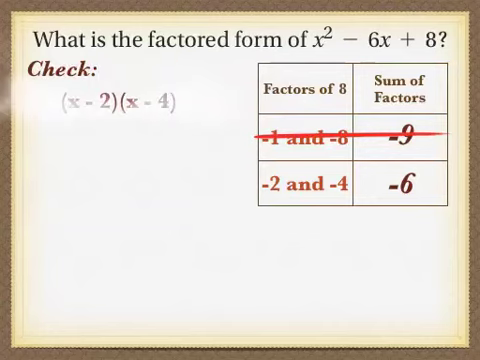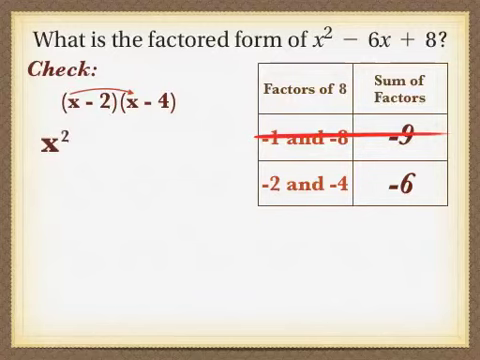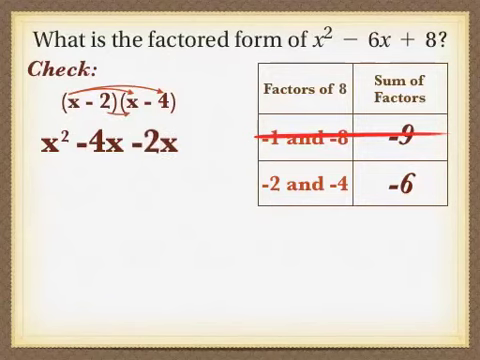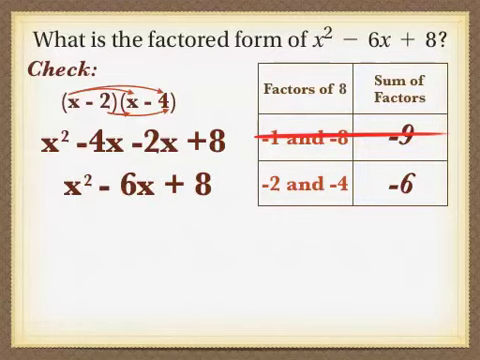Go ahead and write your two binomials as x minus 2 and x minus 4. We always want to check our answer. X times x is x squared. X times -4 is -4x. -2 times x is -2x. And -2 times -4 is a positive 8. Combine -4x minus 2x is -6x.